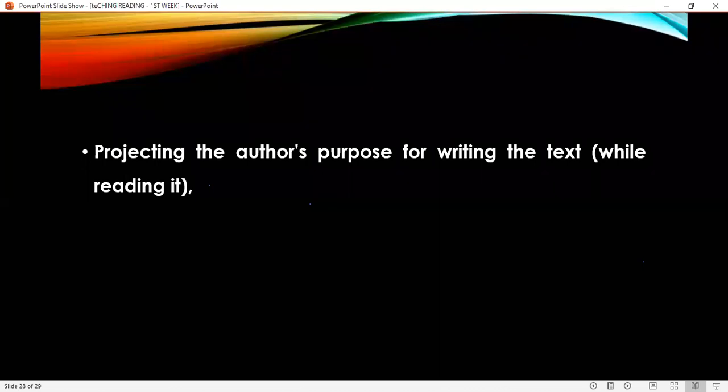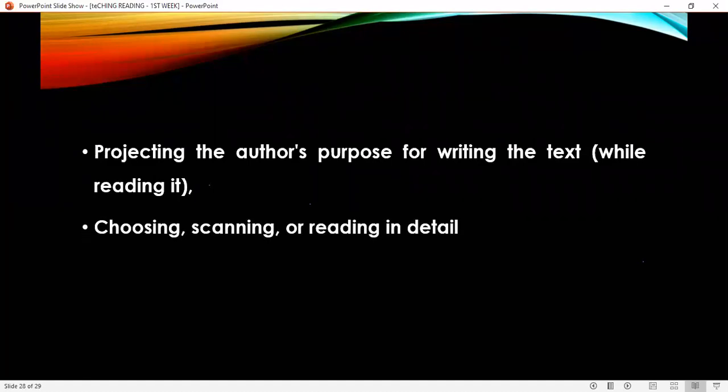In a metacognitive view, projecting the author's purpose for writing the test while reading it. Now, when this person is reading the test, he projects the author's purpose. What was the reason for this article or for this test? The author's purpose. Remember, know the reader's purpose. The author's purpose. Why did he write this test? So he identifies this, all right?